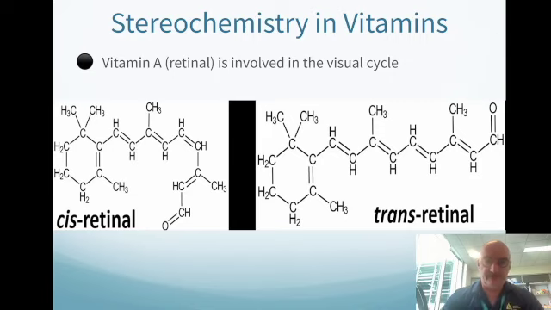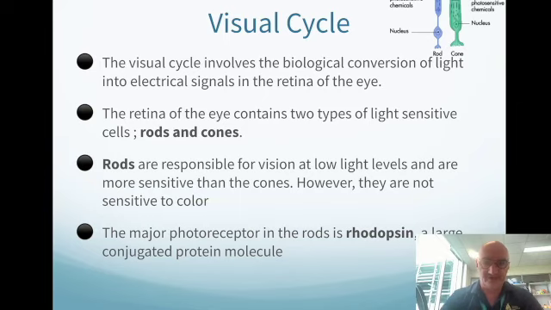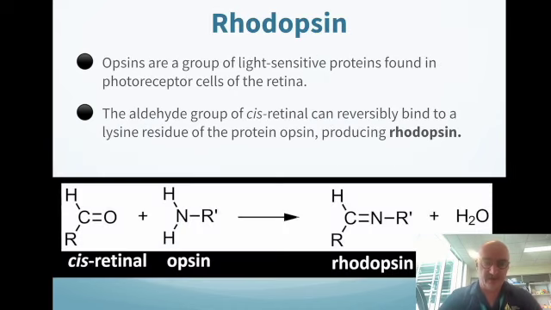Vitamins, stereochemistry. Vitamin A is involved in vision, with cis and trans retinal, which is involved with rhodopsin in the eyesight of human beings. You need to talk about the rods and the cones, and I just mentioned the role of rhodopsin, which was a question 2 years ago, which is a large conjugated protein molecule. Here is cis-retinal with the opsin to make rhodopsin.